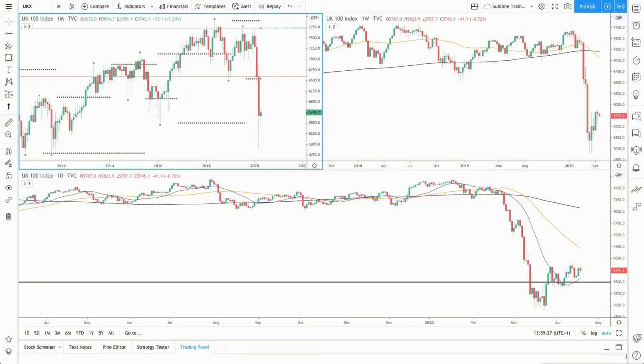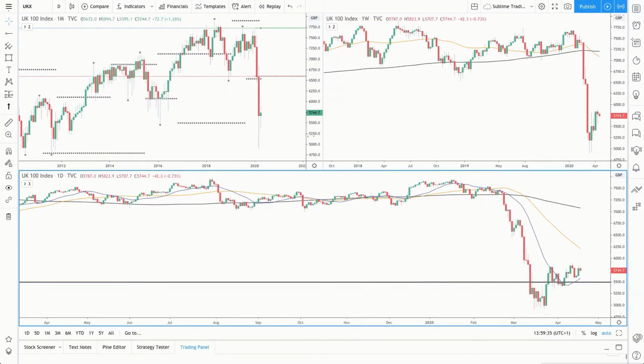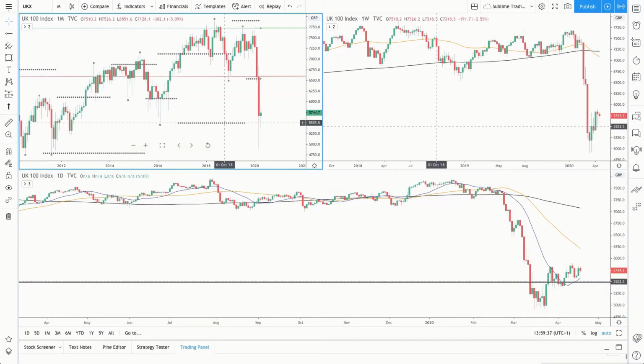Okay, so let's start with the FTSE 100. As always, this is our three-screen setup. We have the monthly in the top left, weekly in the top right, and our daily chart here at the bottom. Starting with the FTSE 100 and on the monthly time frame, very little change so far and a quiet start to the week. Price still finding support at the low of January 2016.